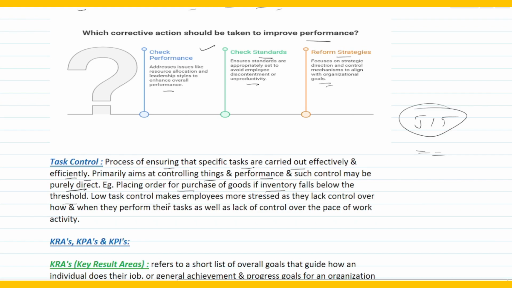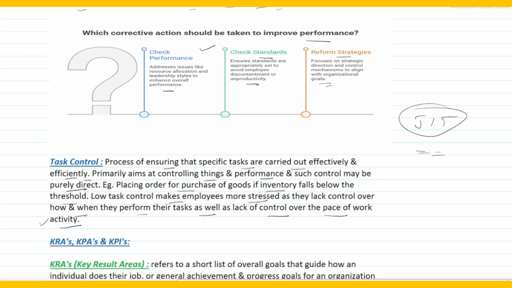Now low task control makes employees more stressed as they lack control over how and when they perform their task, as well as lack of control over the pace of work activity. So the task control should be optimum, should not be very low, because it can make employees more stressed. Lack of control can lead to confusion in the minds of the employees. They don't know where to perform their task, how to perform their task, and lack of control can also lead to a lack of control over the pace of work activity.